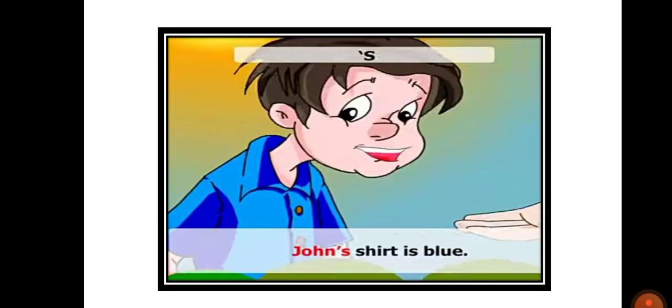Then we have another sentence. John's shirt is blue. Instead of writing the shirt of John, we are saying John apostrophe S shirt is blue. So this means that we are talking about the shirt that belongs to John. We are talking about the shirt of John. So it's telling us the belongingness of this shirt with John.